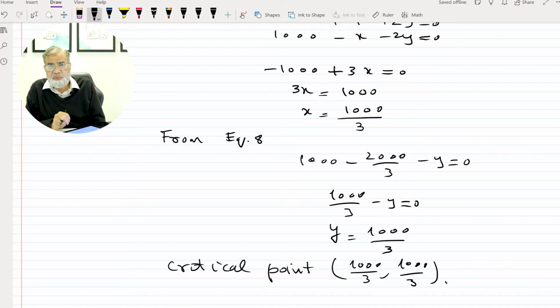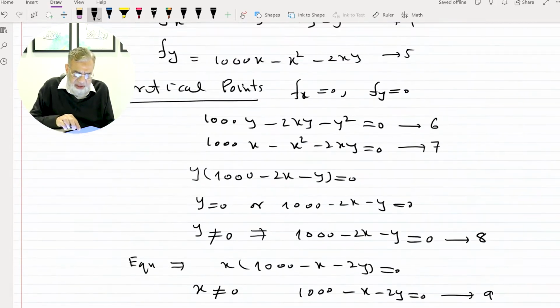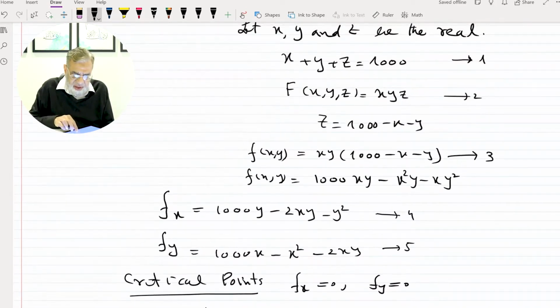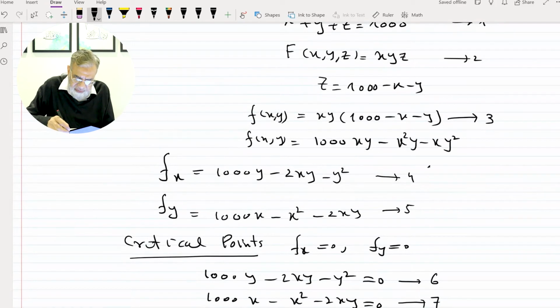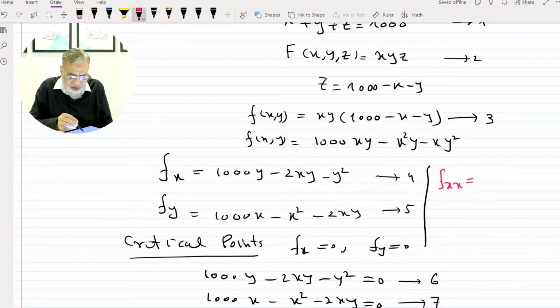So we need to check that at this point we get the value of the product as a maximum. For that, we use the second derivative test. To do the second derivative test, I need the second derivatives of the function. Here are the first derivatives, so I'm going to define the second derivatives. I find f_xx. What's my f_xx? Here x is changing, y is constant, so these terms are 0 and 0. I get minus 2y.